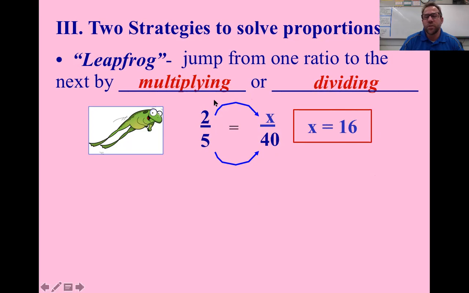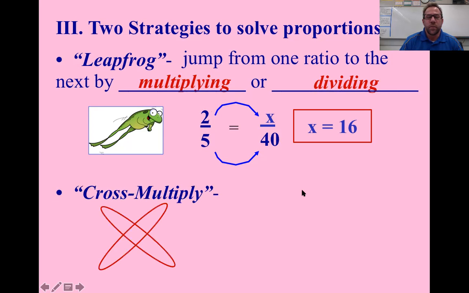The leapfrog strategy is great when the numbers are easy to work with. I went from 5 to 40, so I multiplied by 8, and then I did 2 times 8 to get 16. That's the leapfrog strategy. Now, the next strategy is what I call cross multiply. I think I showed this to you the other day in class, but if you weren't there, I'm going to go over it again.